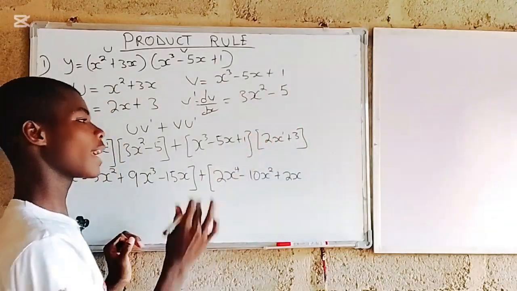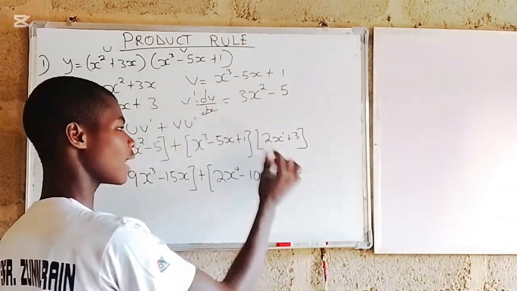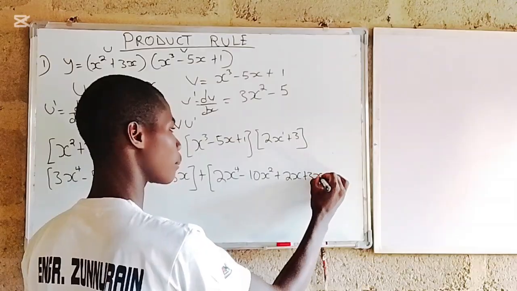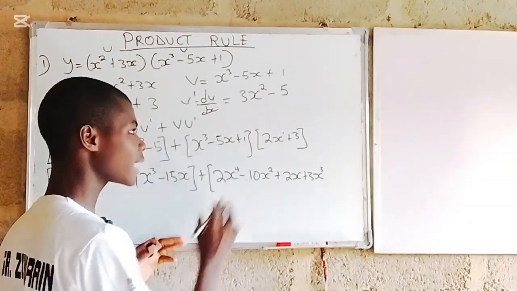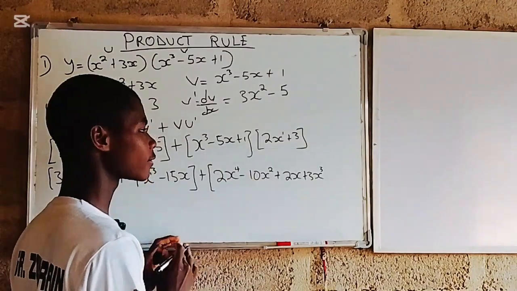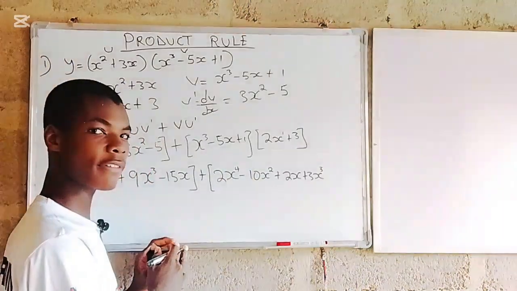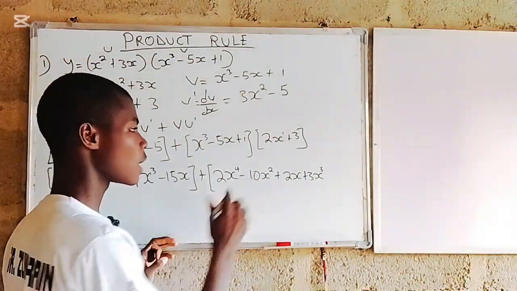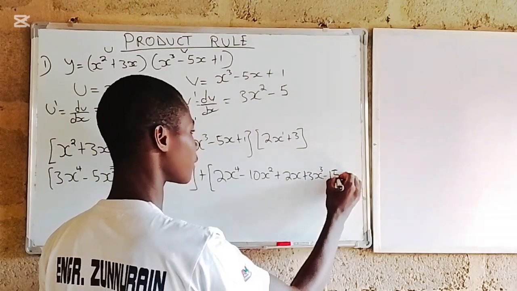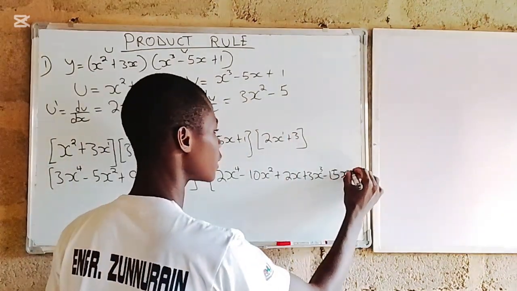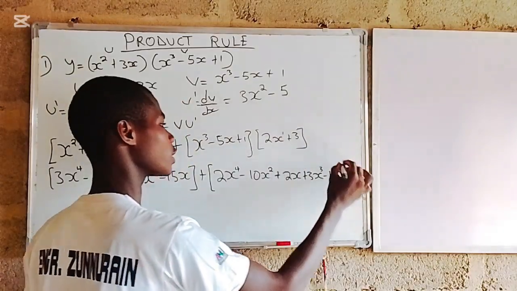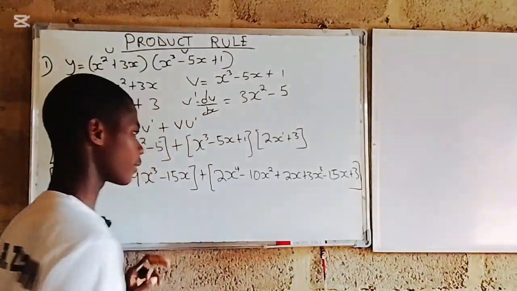Therefore I'll use this 3 to multiply the bracket. 3 multiplied by this, I'll get plus 3x cubed. The next thing I have to say is 3 multiplied by 5. What is 3 multiplied by 5? It is 15. So I have to say negative 15x. 3 multiplied by 3, 3 multiplied by 1, which is 3.